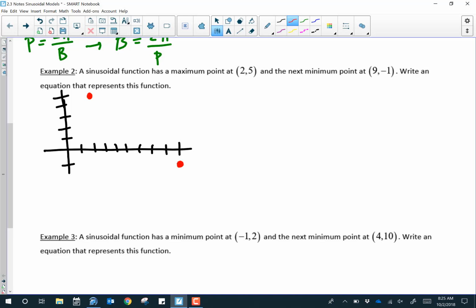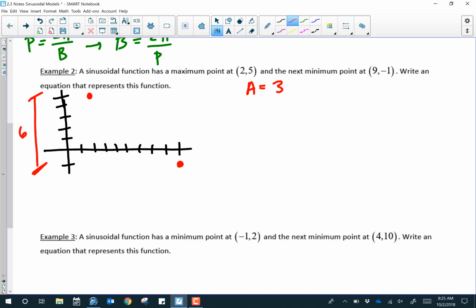All right, so the first thing that I would do, just like we did before, is find what is the range from the top to the bottom. What's that distance? 6. Okay, and so the amplitude would be half that. The amplitude would be 3, correct? If the distance from the top to the bottom is 6, then the amplitude is half that.